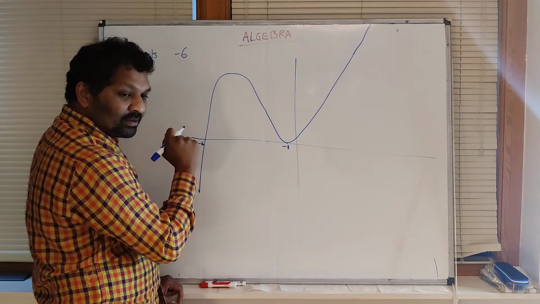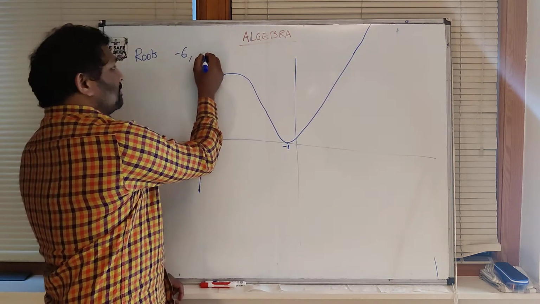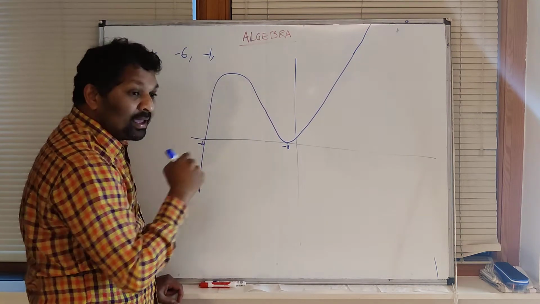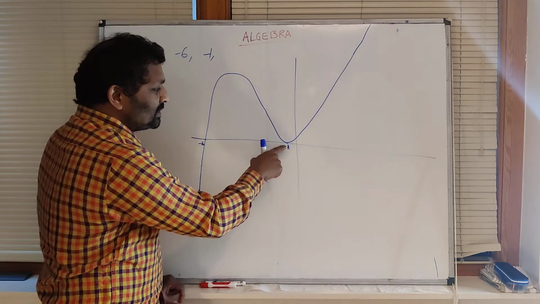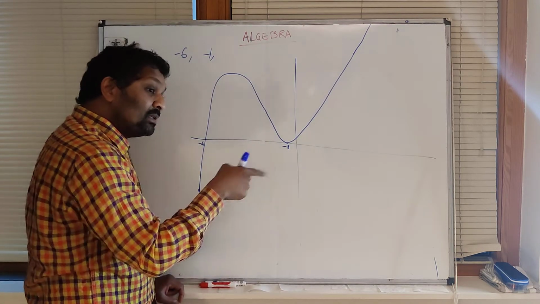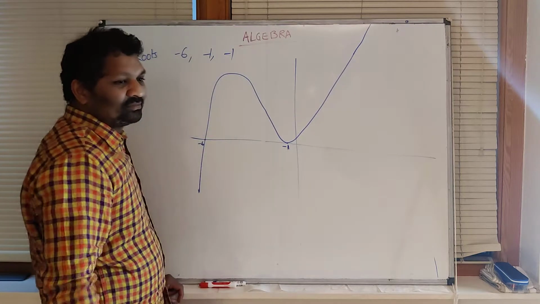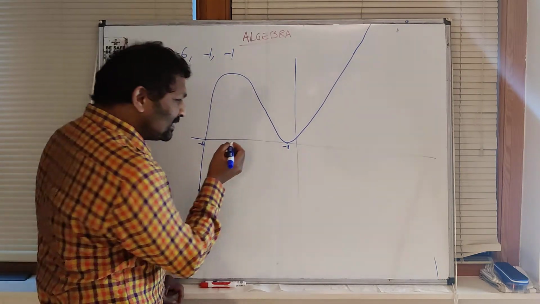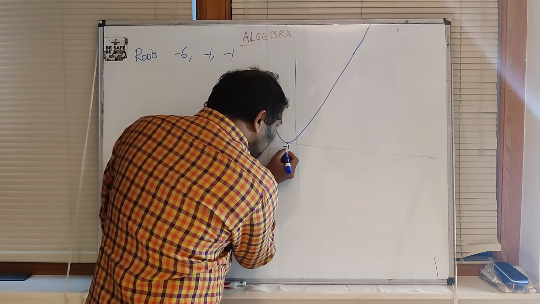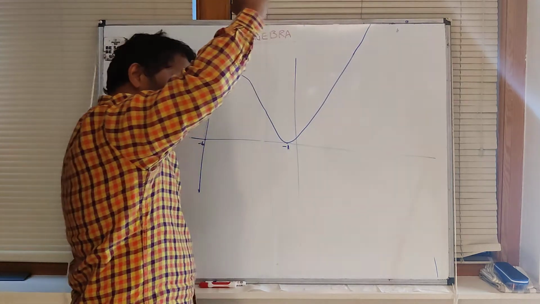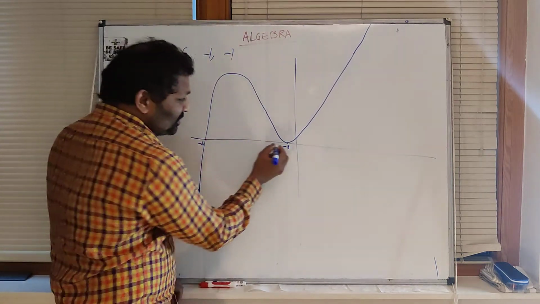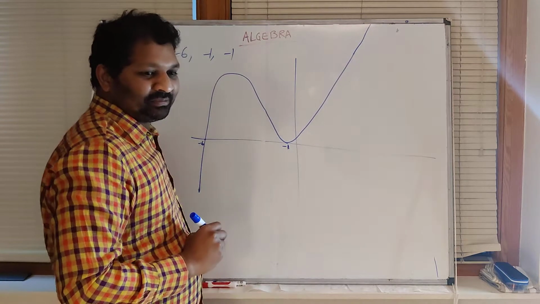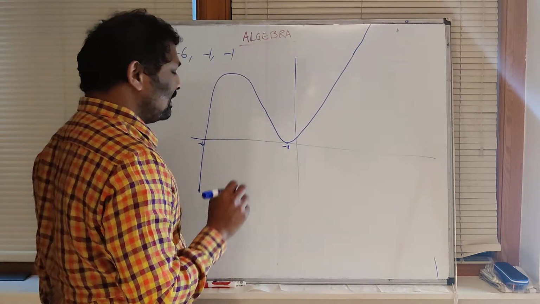And this is minus 1. Can we say minus 1 is a root? No, we can't say only minus 1. Because it touched, minus 1 is one root, and another root is also minus 1. You have to consider that it just crossed the x-axis and then crossed back again. It's a bit like a valley.